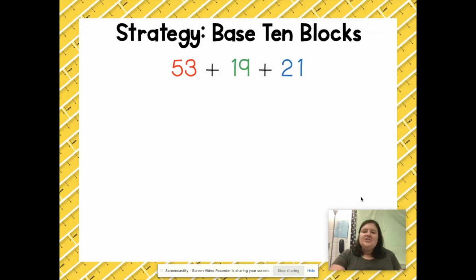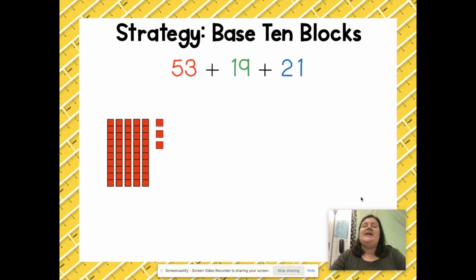Our final strategy, boys and girls, is to write everything out in base 10 blocks. So I have 53 plus 19 plus 21. So instead of writing 53, I'm going to go ahead and take out my 5 rods and 3 ones.